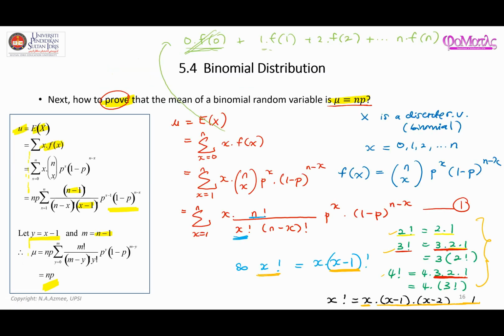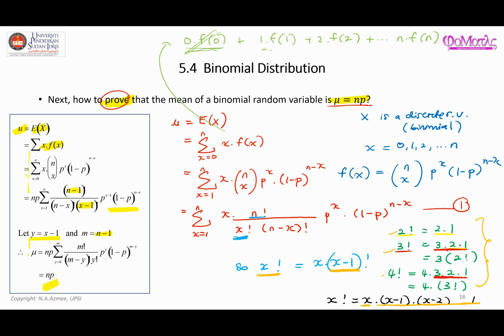Okay, right. Here we've got the sum for x from 1 until n. This is x. This is n times n minus 1 factorial over x times x minus 1 factorial. This is n minus x factorial. P, okay, hold on. At this part here, we're going to do another different way of writing this part.